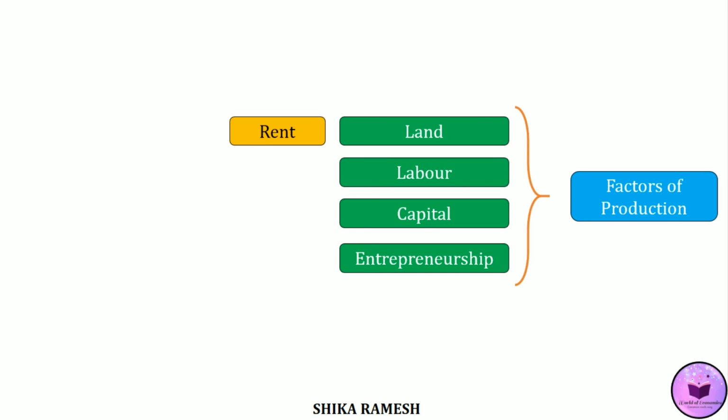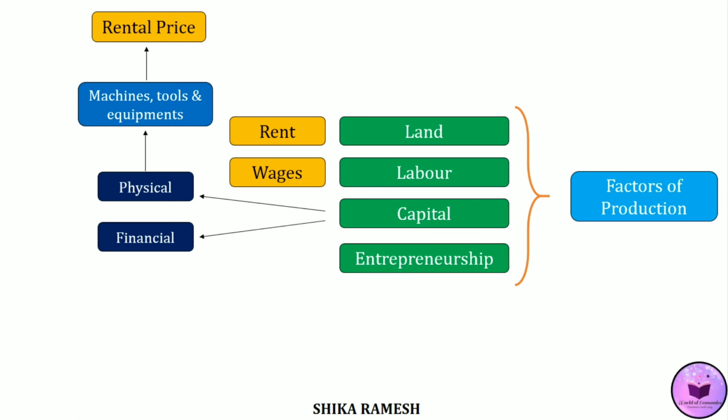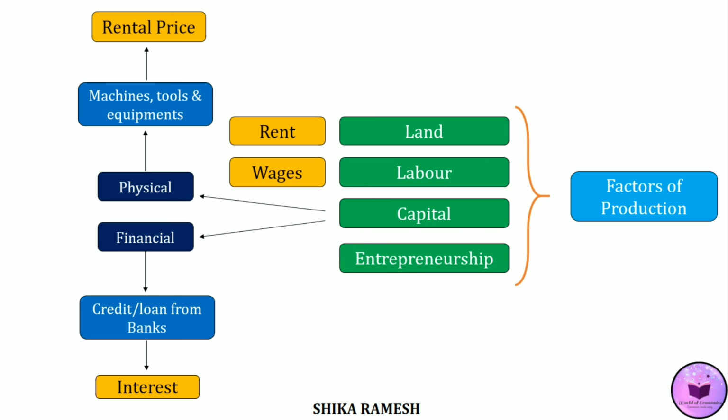That is, for land, the firm will have to give rent. For laborers, wages. Then capital here can be divided into two: physical capital and financial capital. Physical capital includes all sorts of machines, tools, and equipments for which we will have to give the price of the capital or the rental price of capital based on whether we are purchasing the capital or we are taking the capital goods for rent. And then comes the financial capital, wherein we actually take credit or loans from the bank for which we will have to pay interest. So these are the costs of production.